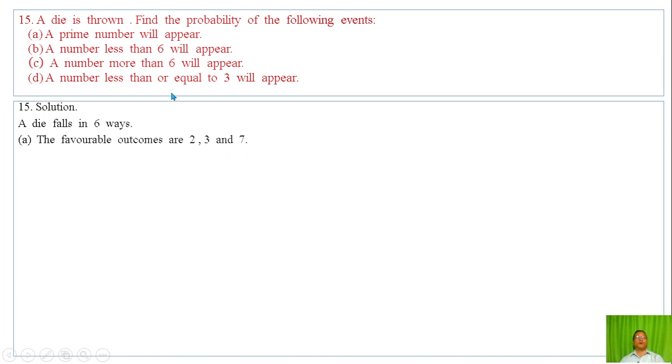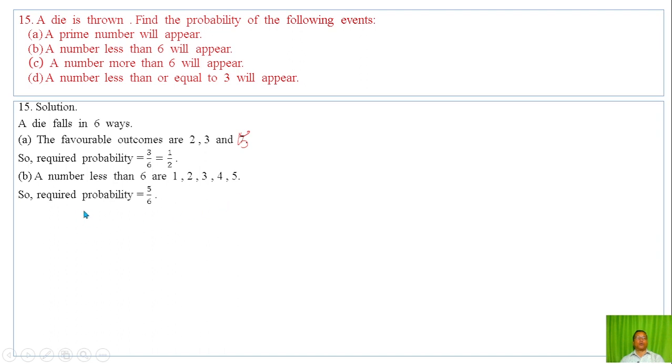A prime number will be 2, 3, 5. So the required probability of getting a prime number is 3/6, that is half. For a number less than 6 will appear, the numbers less than 6 are 1, 2, 3, 4, 5. So the required probability is 5/6.